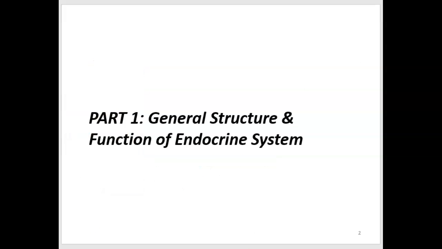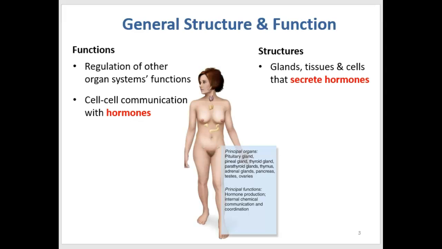So part 1, the general structure and function of the endocrine system. Like the nervous system, the endocrine system's function is to regulate other organ systems. It does so by a different means, however. The nervous system uses neural impulses, or nerve impulses, that are very quick. The endocrine system, by contrast, uses hormones. So hormones will be released by an endocrine cell, and the hormone will travel in the bloodstream to target cells. This is a much slower process.